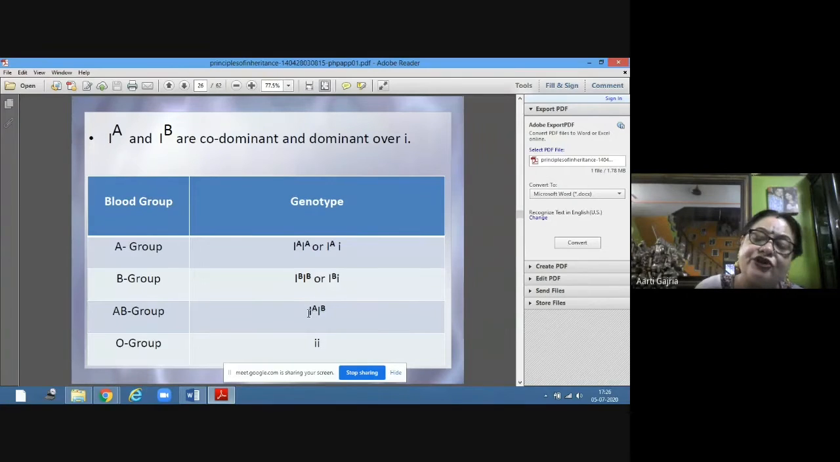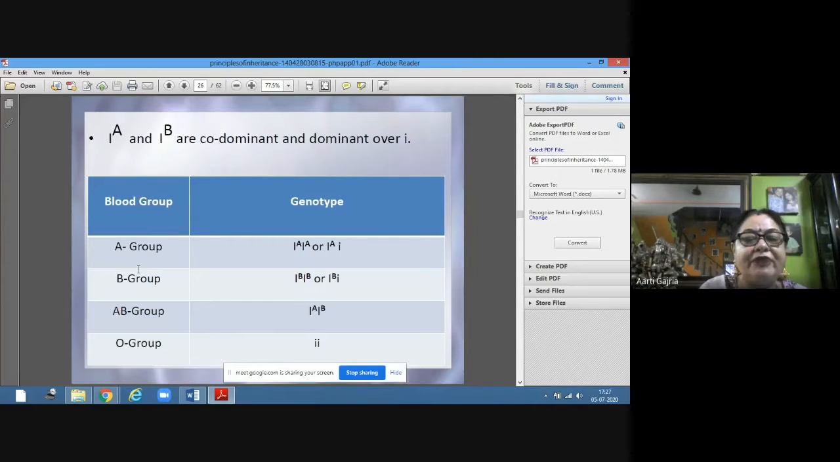Father is contributing IA, mother is contributing IB, or any parent. One parent is contributing IA and one parent is contributing IB, then the child would have blood group AB. And that's why this is codominance. This is codominant, and both of these are dominant over small i, because small i is recessive, and these are the three alleles of gene I. So O group would be when both are recessive. Homozygous recessive condition would result in O group.